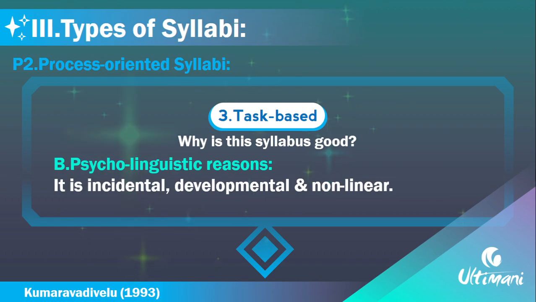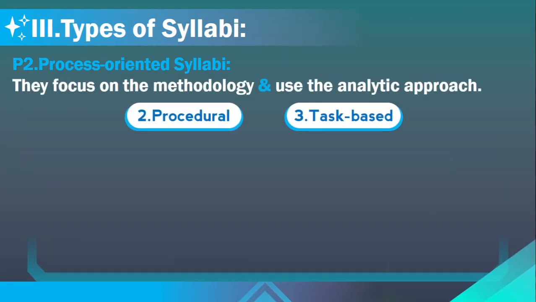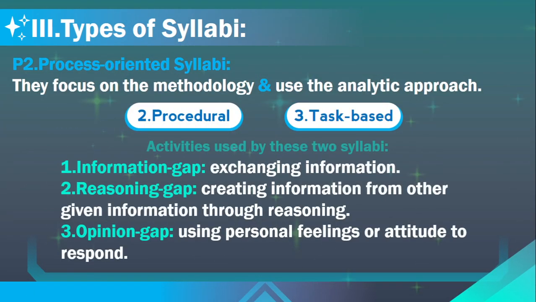And just to notice something, both of the second and the third syllabus in this part use activities of information gap, which is exchanging information between students and the teacher or among students. The second activity is reasoning gap, which is generating information from other given information through reasoning or logical thinking. An opinion gap is using personal feelings or attitude to respond to a given situation.